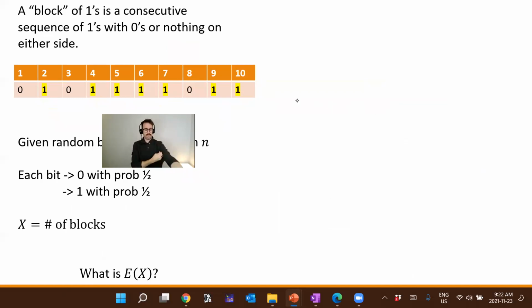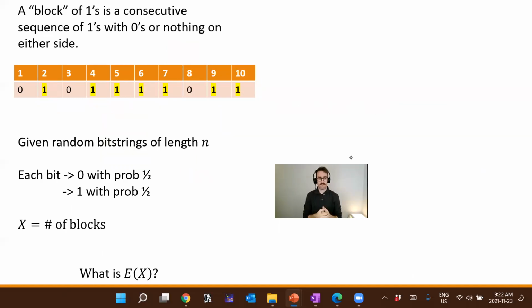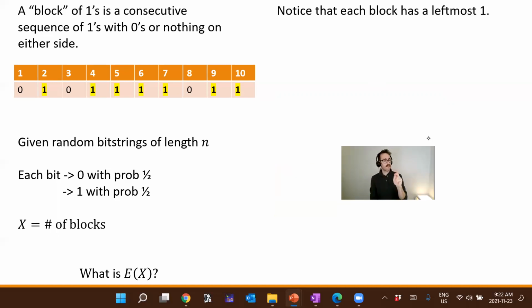Okay, so x is the number of blocks. One thing we might take note of is that each block has a leftmost one, right? So for this block, the leftmost one is simply the block itself. For our next block, the leftmost one is here. For this block, the leftmost one is there. So each of the individual blocks must have a leftmost one, because by definition, the position to the left of that would be either 0 or nothing, right?